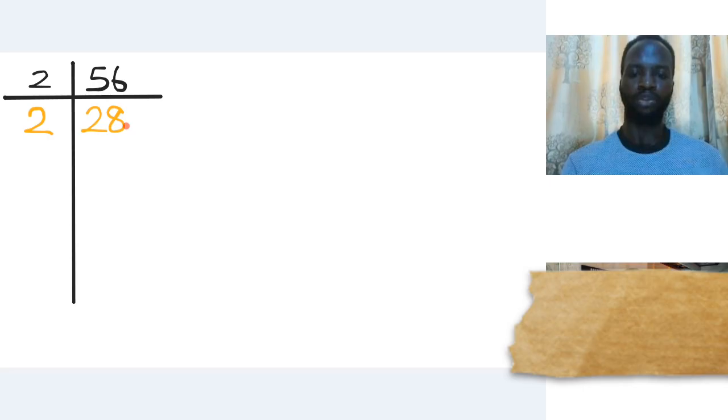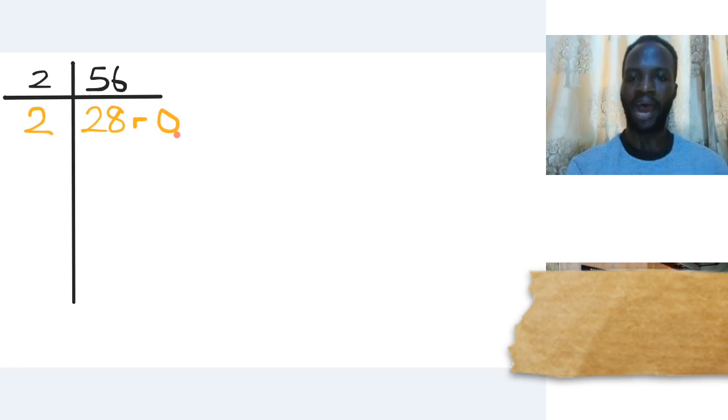Now 2 in 28. Before then, make sure you write your remainder. Remainder 0. So this is how you are going to write it going forward. You will tell me the number and you tell me the remainder. For example, 2 in 56, 28 remainder 0. Just use R to represent remainder. 28 R 0.